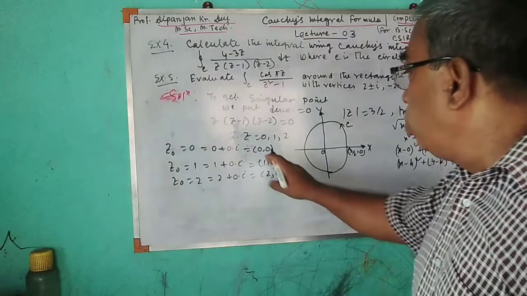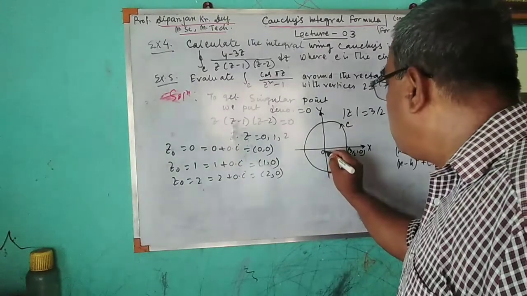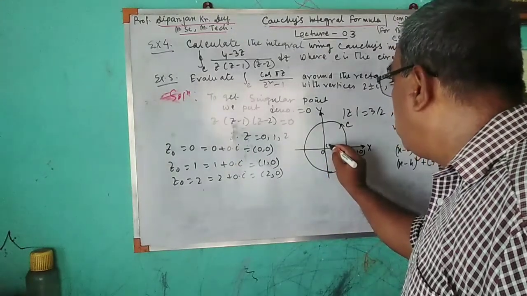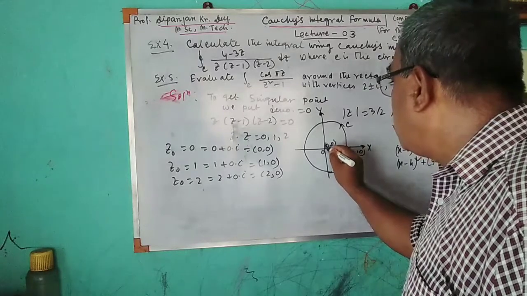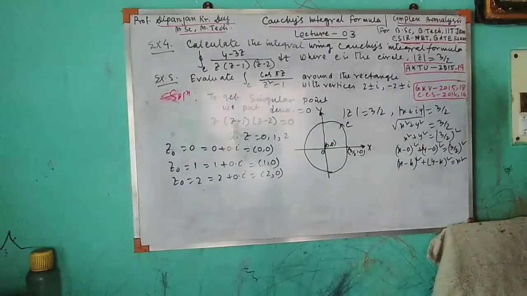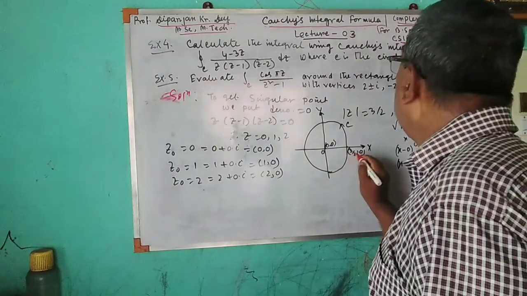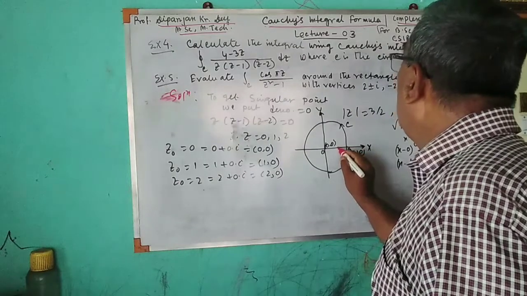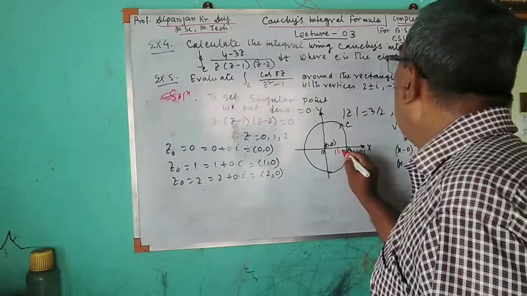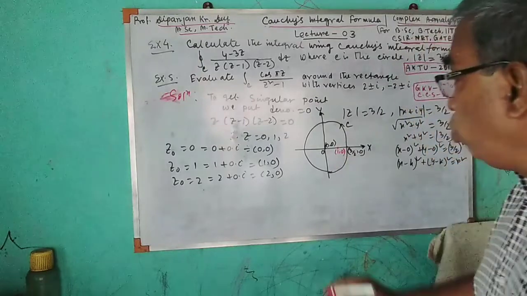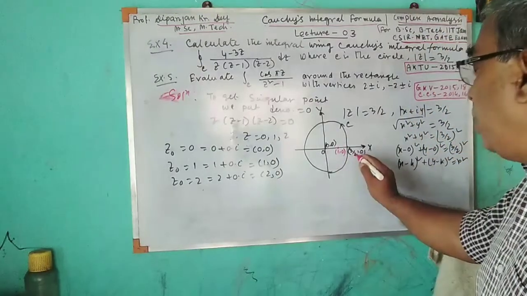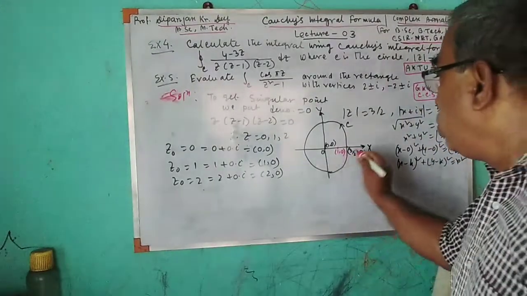So 0, 0. This is 0, 0. So this is inside the circle. Then 1, 0 will be here. So this is 1 point. Suppose this is 1 comma 0. And 2, 0. You see 2, 0. This is 3 by 2, which means 1.5. So 2, 0 is outside the circle.